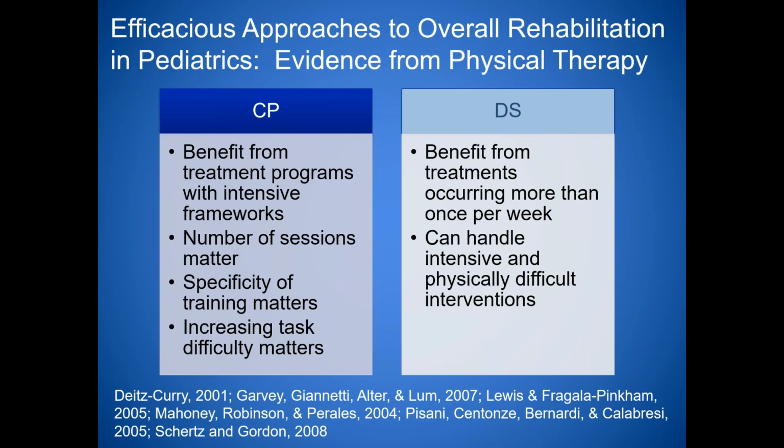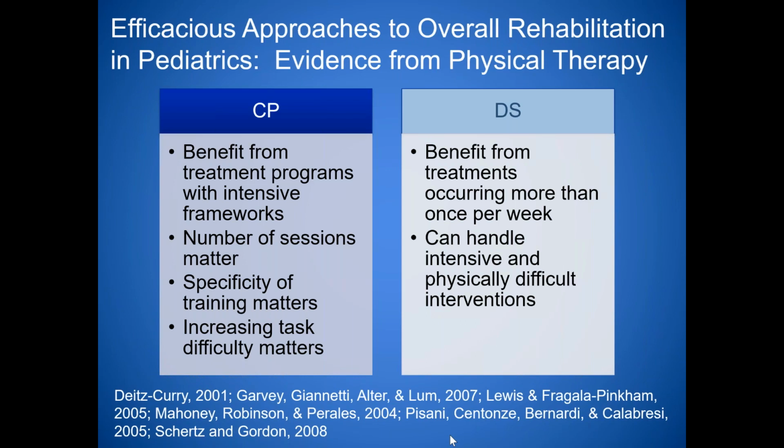So when we think about efficacious approaches to overall rehabilitation in children, we found ourselves turning to physical therapy for some advice and some wisdom. And we know from the physical therapy literature that children with CP, which is the panel on the left, benefit from treatment programs with intensive frameworks. So this would be based on limb literature. They also benefit from a number of sessions, not just one or two, but many sessions.